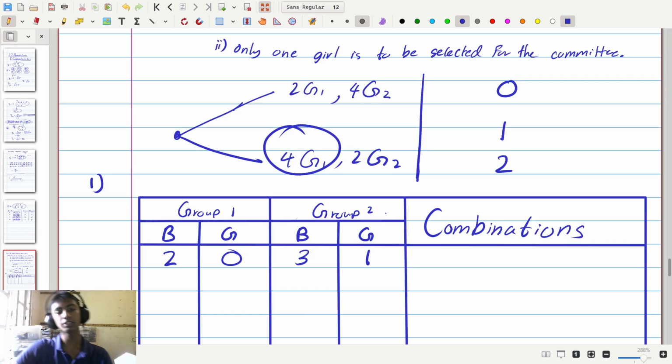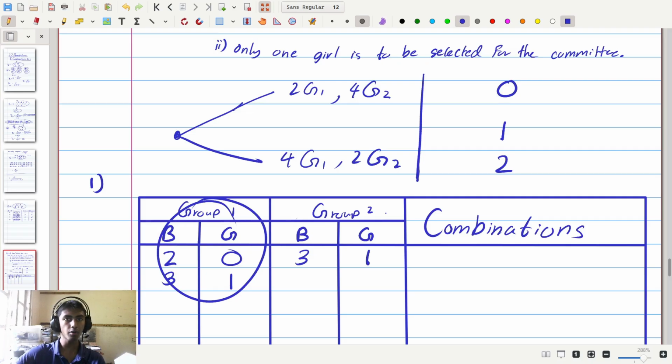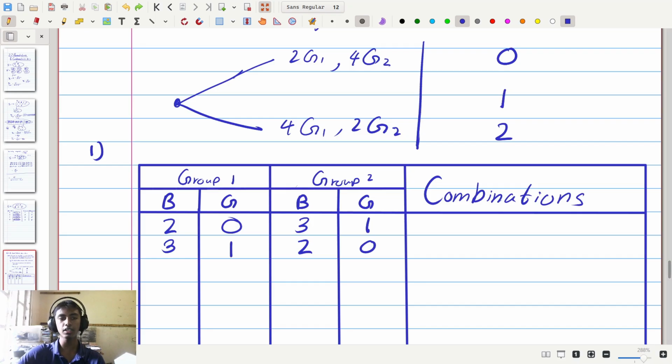So therefore we can jump right ahead and say that if we are choosing 4 people from group 1, then one of them has to be a girl. So we can choose 3 boys from group 1 and 1 girl from group 1, and then we will be forced to choose 2 boys and 0 girls from group 2. This is also a valid combination. You can see this combination is the mirror image of the other combination. That happens because the 2 groups are not separable by anything. Like we cannot distinguish group 1 from group 2.